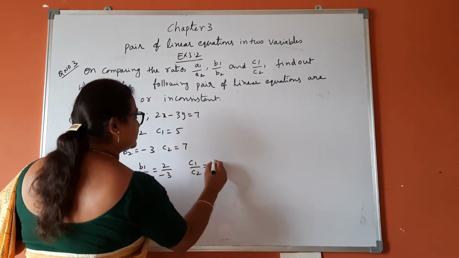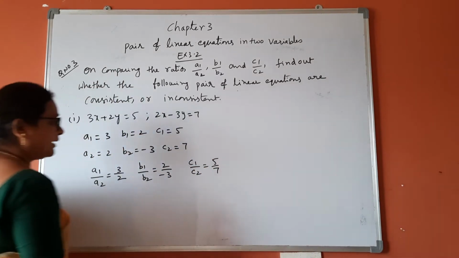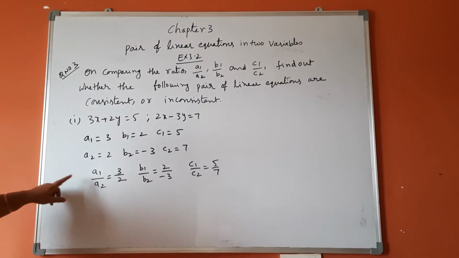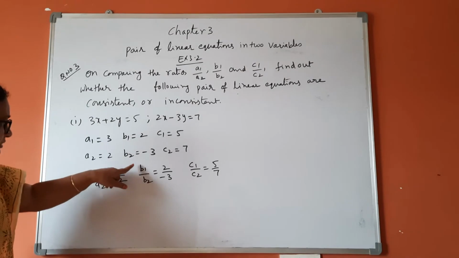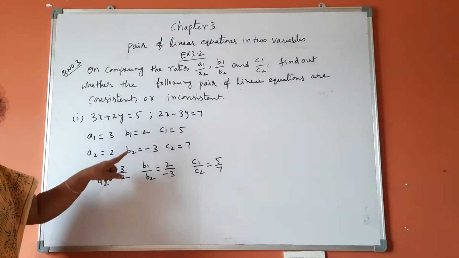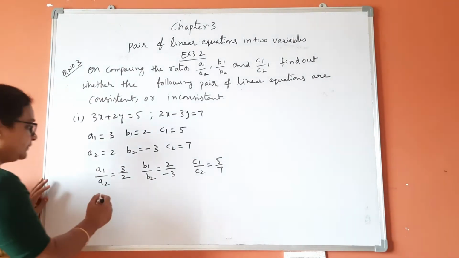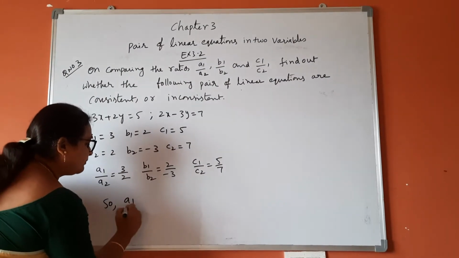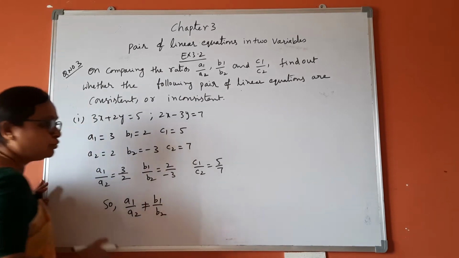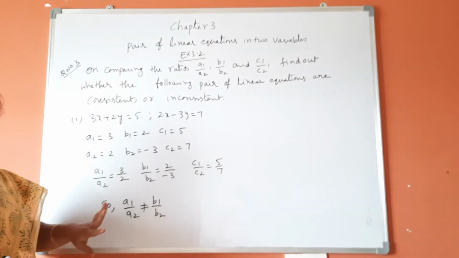C1 by C2 is equal to 5 by 7. So, if you observe clearly, A1 by A2 is 3 by 2 and B1 by B2 is minus 2 by 3. 3 by 2 is not equal to 2 by 3, children. So here A1 by A2 is not equal to B1 by B2. So, no need to check C1 by C2.